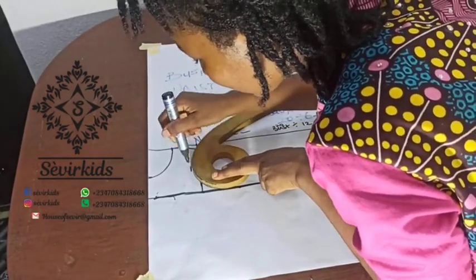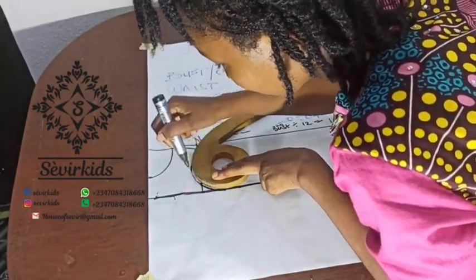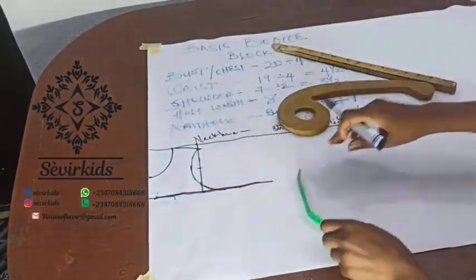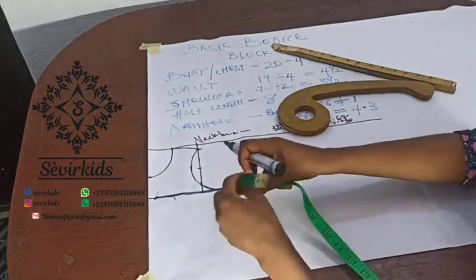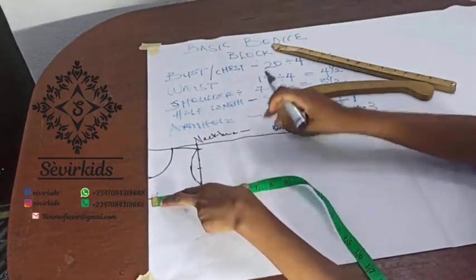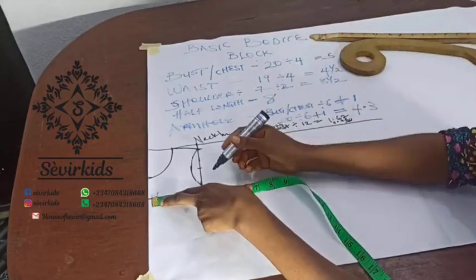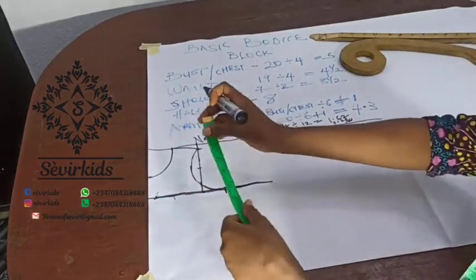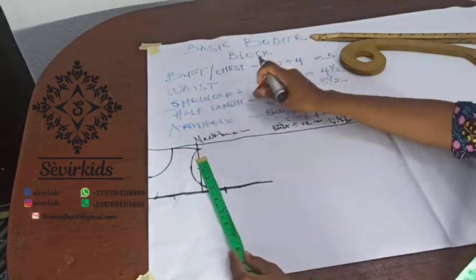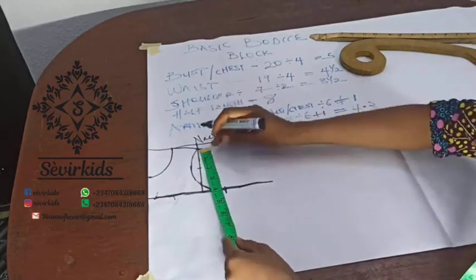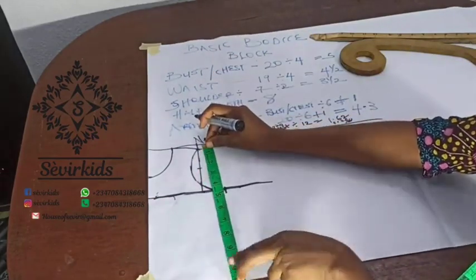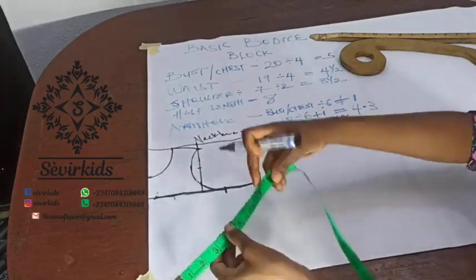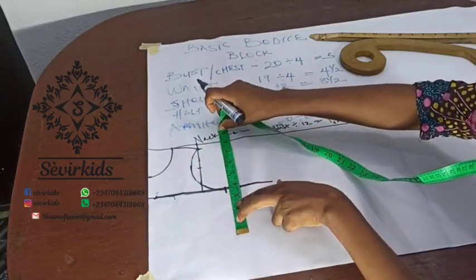You connect this way. So you can say we have this. On our chest level, we have our measurement to be 5. So mark out your 5 at this point. Then at our waist level, we are going to mark our half length to determine where we are going to drop our waist. Our half length is 8. So measure your 8 here.